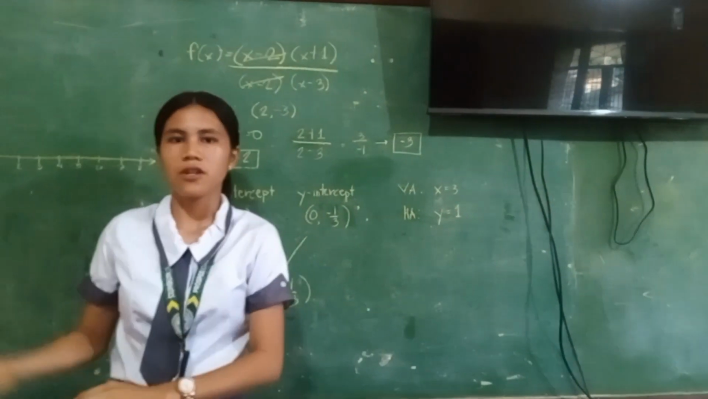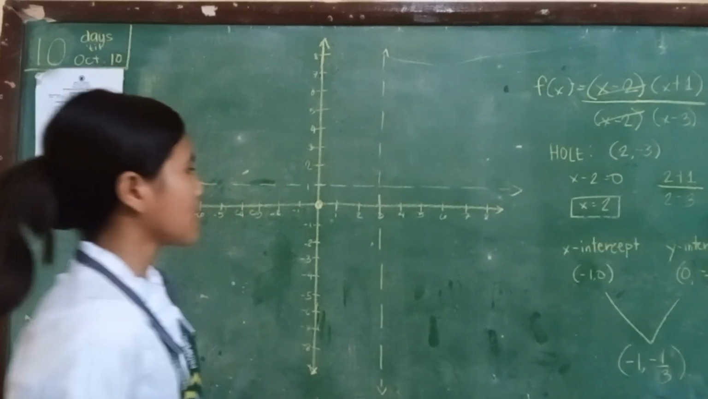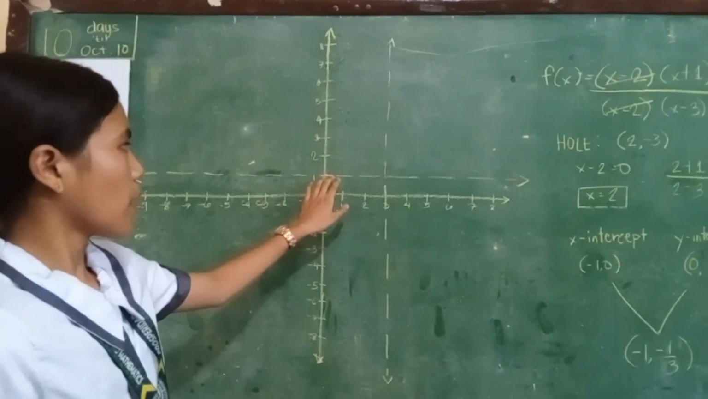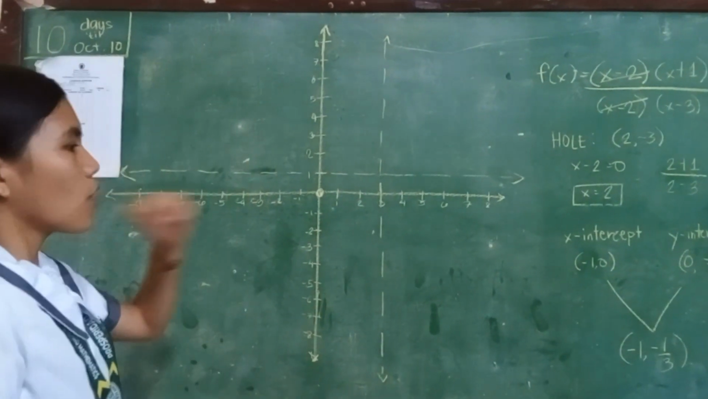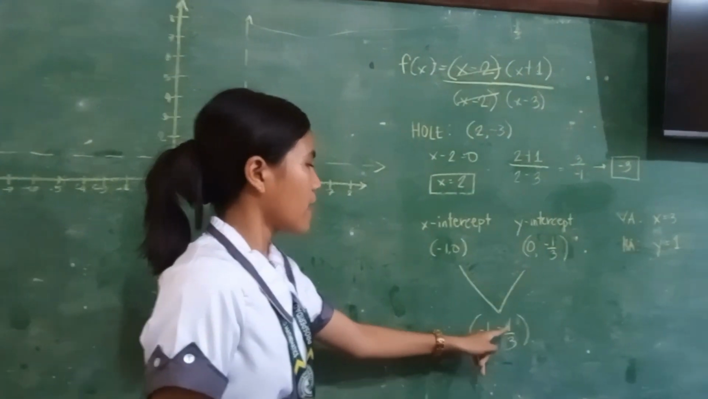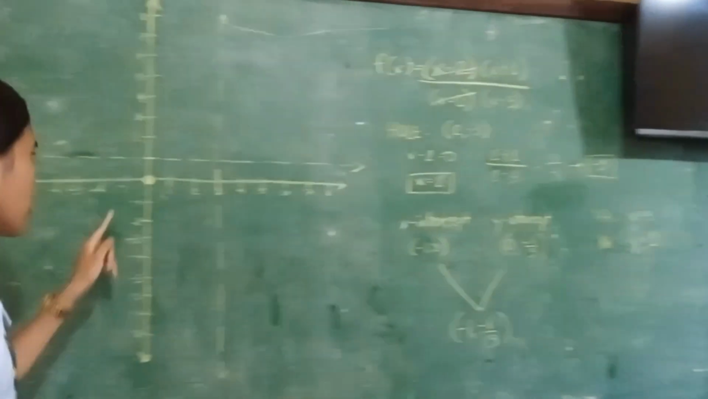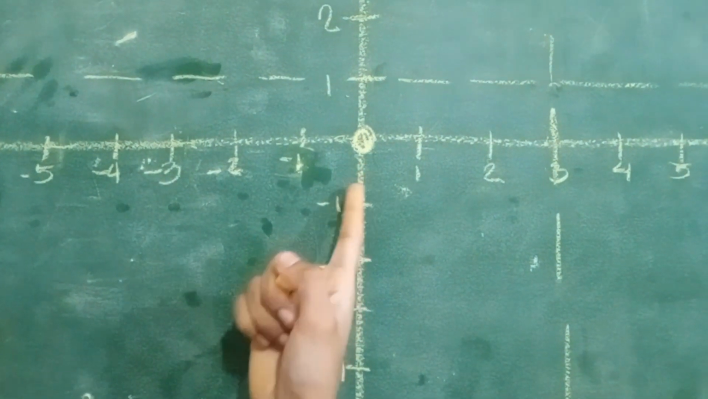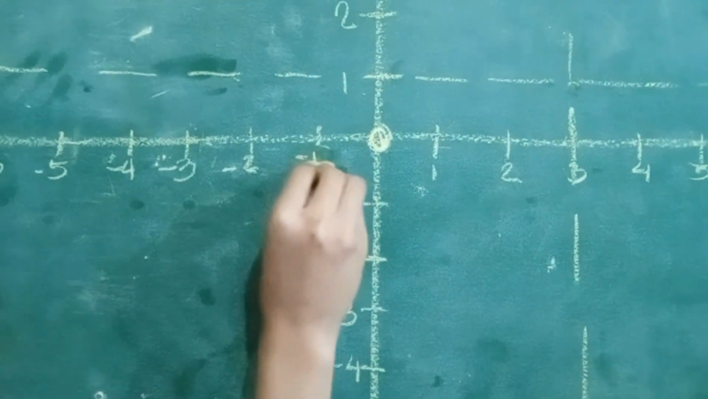So, let's graph. The vertical asymptote is 3, so this is the graph. The horizontal asymptote is 1, so it is located here. Since we found one point, negative 1 and negative 1/3, it is located here.